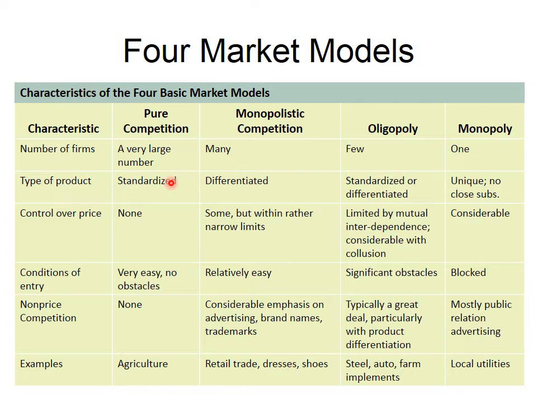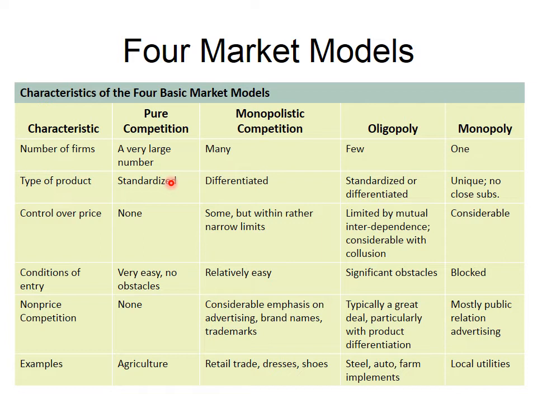Now what that means is that one potato is the same as another potato. One ear of corn is the same as another ear of corn. One codfish is the same as another codfish. There's no difference. And this is why the individual firm has no market power.